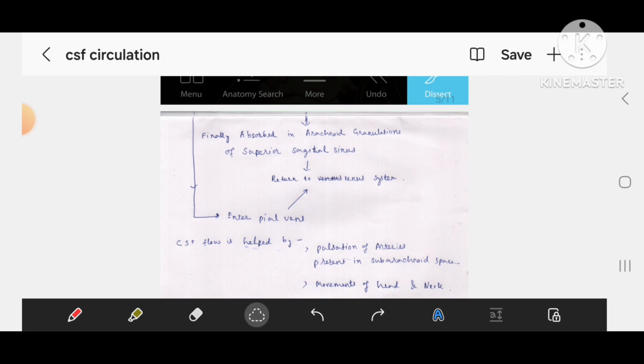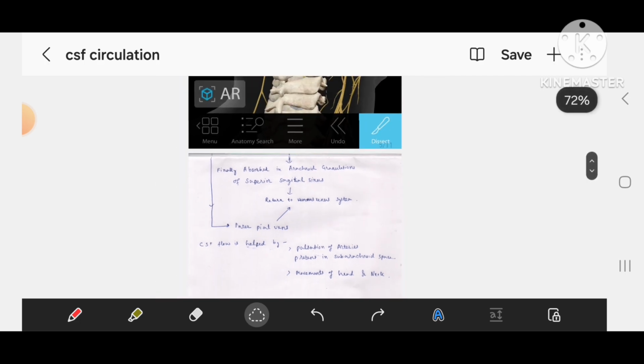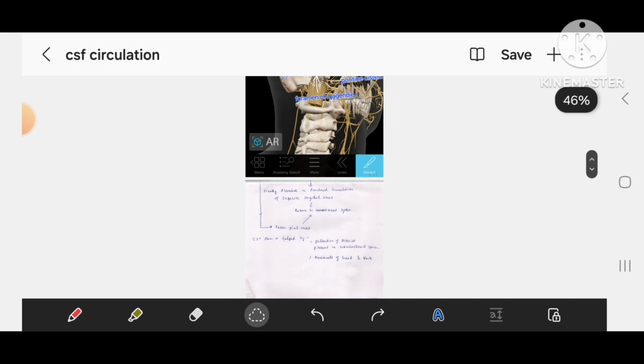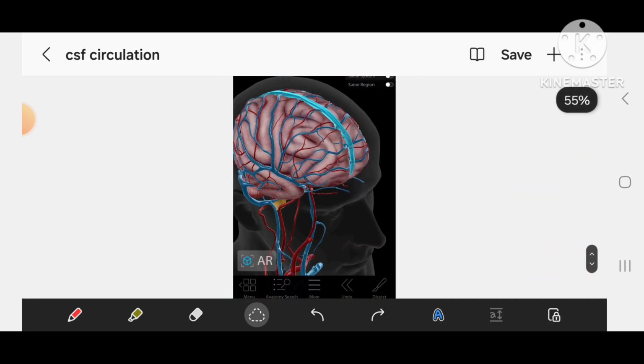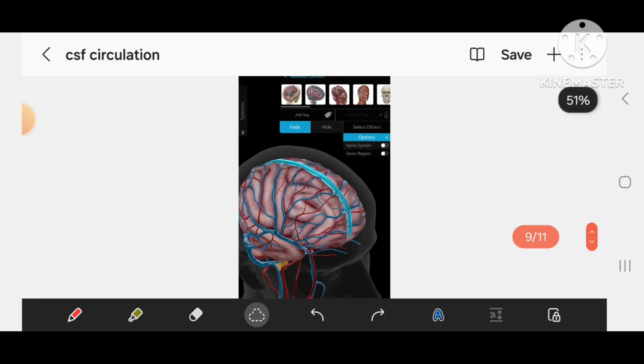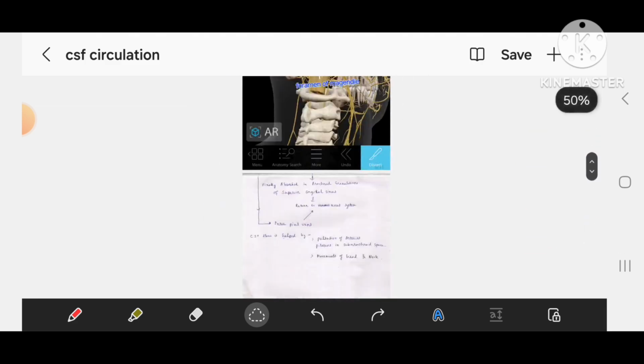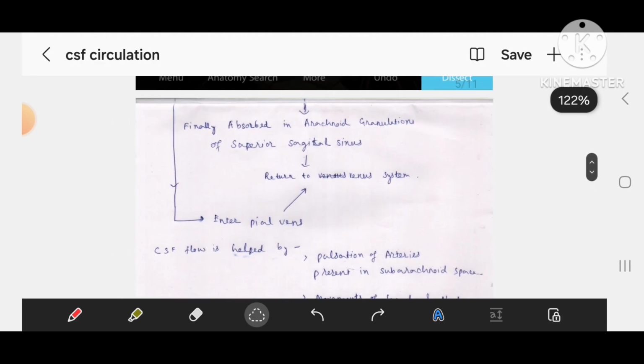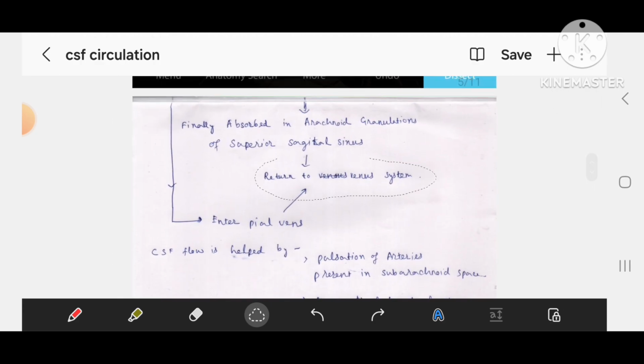The superior sagittal sinus is a vein. I'll show this superior sagittal sinus. See, this is the superior sagittal sinus. This vein lies in the midline above the brain. It is a venous system. From the superior sagittal sinus, the blood goes into the venous system. See, this will return to the venous system.